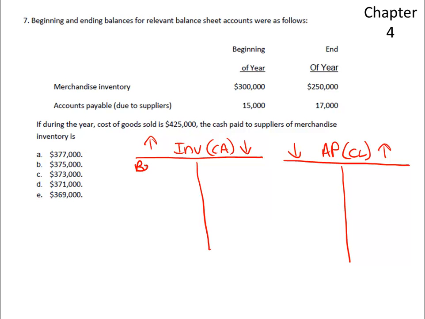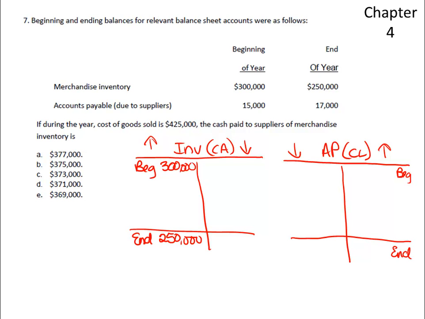So we would expect to see a beginning and ending balance for inventory on the asset side, and we would expect to see a beginning and ending balance for accounts payable on the credit side. Notice that they tell me that merchandise inventory began the year at $300,000 and ended the year at $250,000. Accounts payable began the year at $15,000 and ended the year at $17,000.